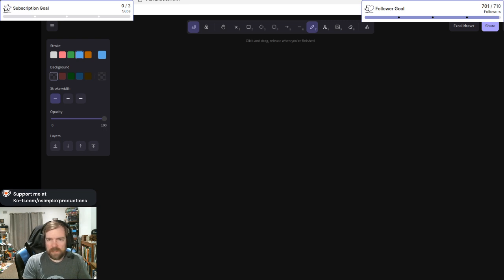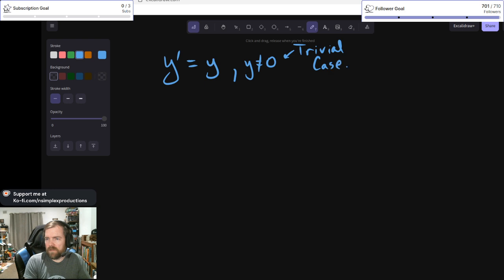Basic idea is that we want to find some function y whose derivative is equal to itself, where y is not equal to 0. We also call that the trivial case. Pretty much any time that a function is equal to 0, we just call it a trivial case and move on. And what we're looking to do right now is see if we can find a particular function.